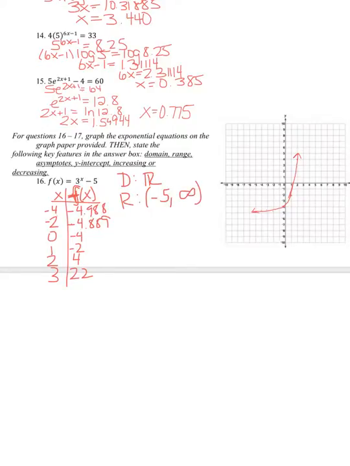For the asymptote, this is a horizontal asymptote. Horizontal asymptotes are y equals, and then that y value is -5 that I keep getting really, really close to without touching. The y-intercept is (0, -4). And then this function is increasing. This shows exponential growth. And the way I know, too, from my equation is because the base is a 3. If the base is larger than 1, it is increasing.